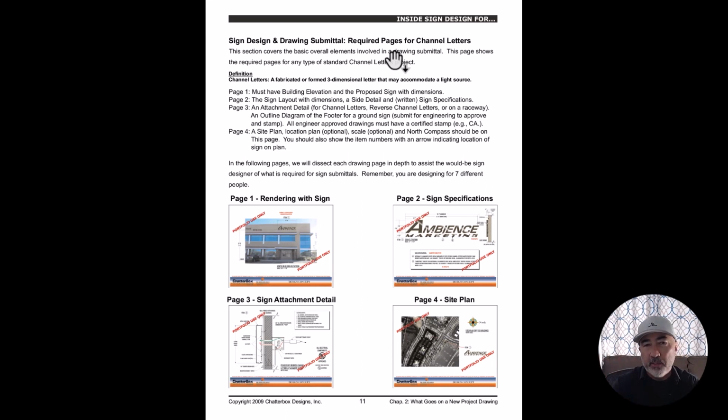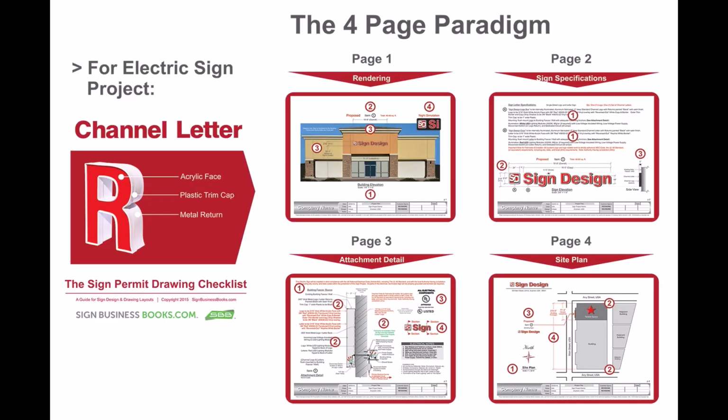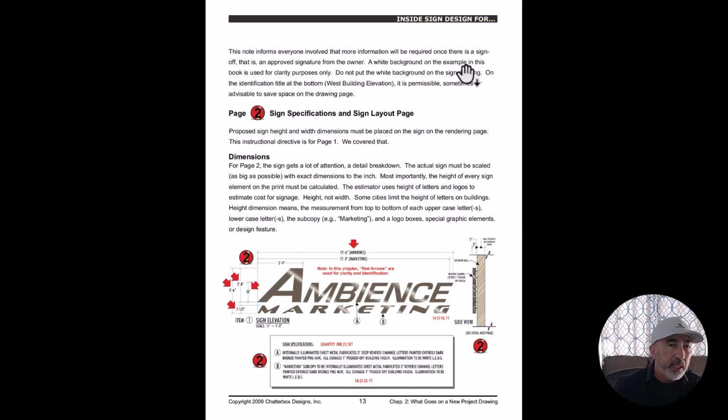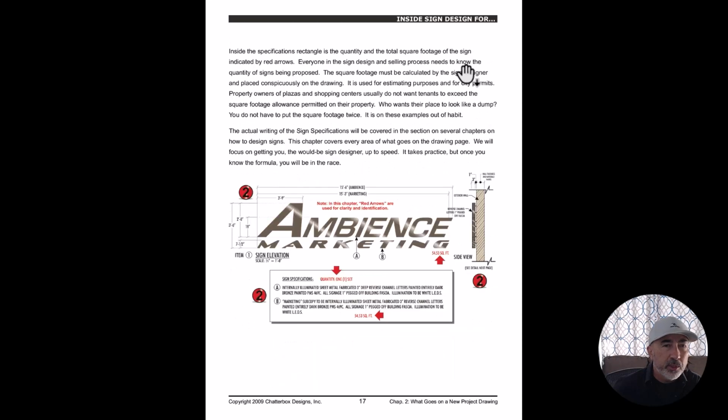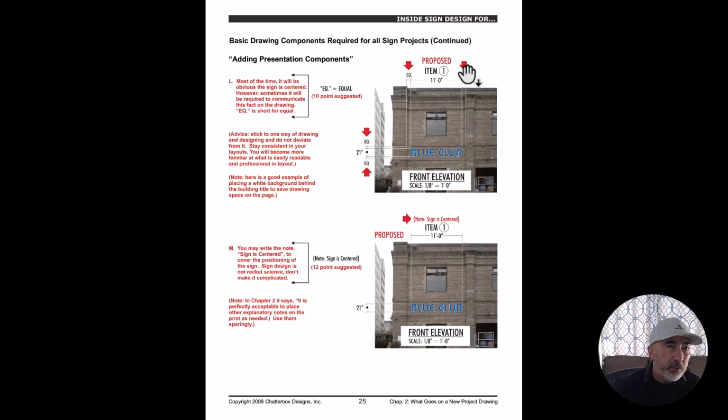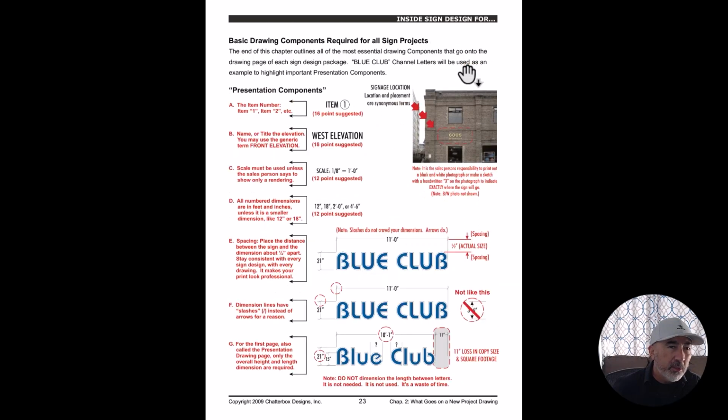15 years after this book has been released, I still use this 4-page paradigm. And you can see that here. I'm going to insert an updated look of this 4-page paradigm. And then I cover building elevations, breakdown. So we're probably going a little bit too in depth on this. So chapter 2 is pretty robust. I haven't been through this in a while.